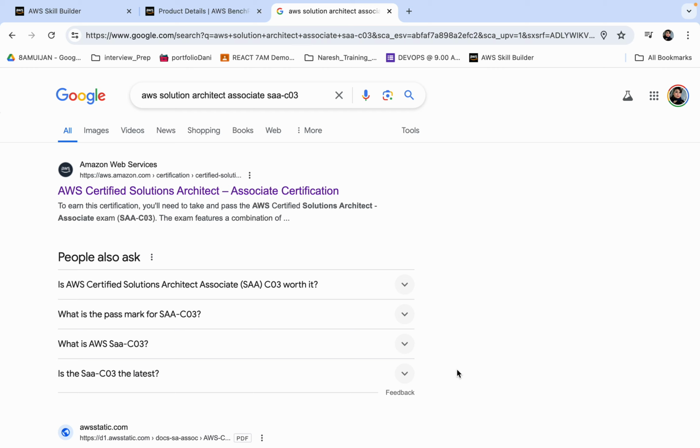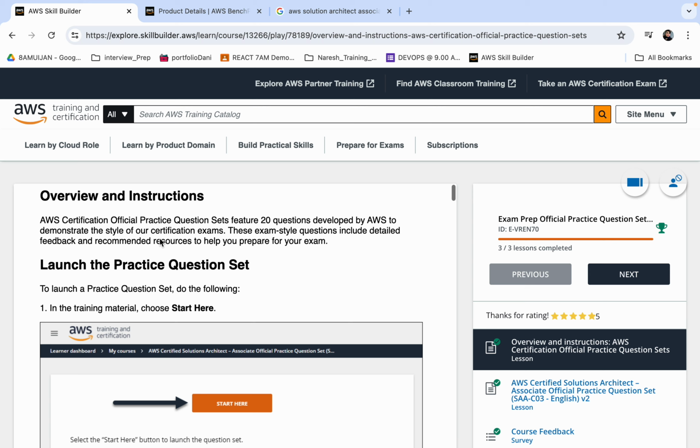So today we will be discussing the practice test of AWS Solutions Architect Associate, which is present on the official website. If you don't have an account on AWS Skill Builder, then create one, and then you will get this page, which is written as Exam Prep Official Practice Question Set. These are 20 questions which will test what exactly you have learned so far. These exam-style questions include detailed feedback and recommended resources which can help you prepare for the exam.